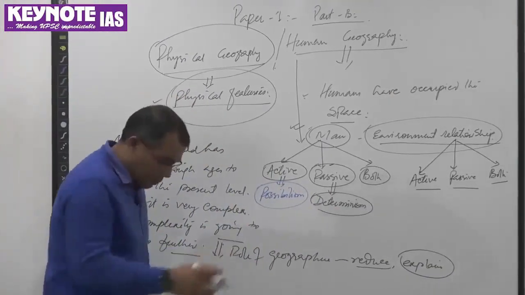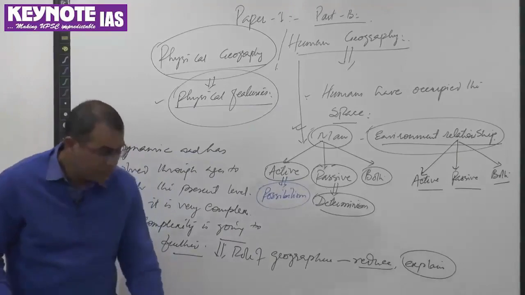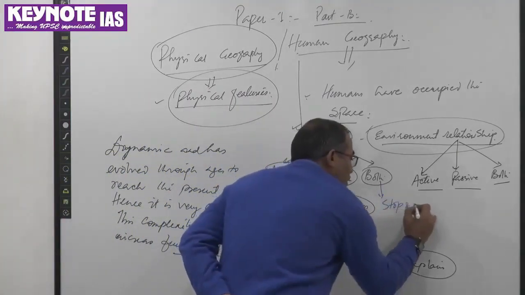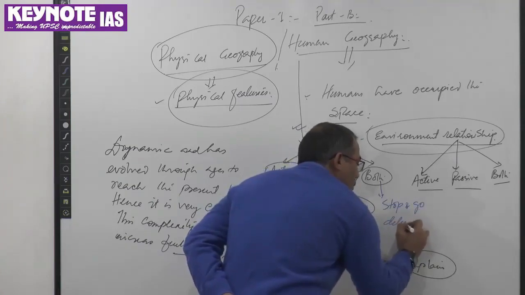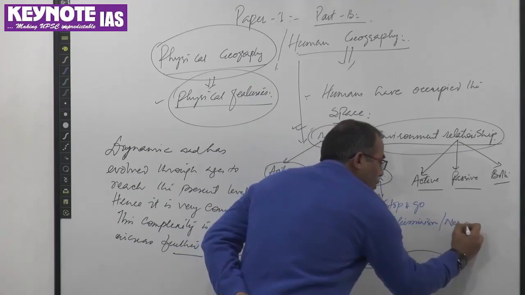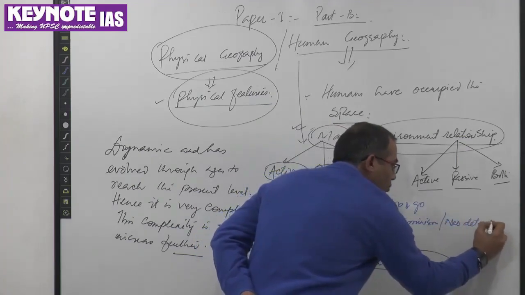When it is both, that becomes a very good example: stop and go determinism. That is, we can say neo-determinism also.